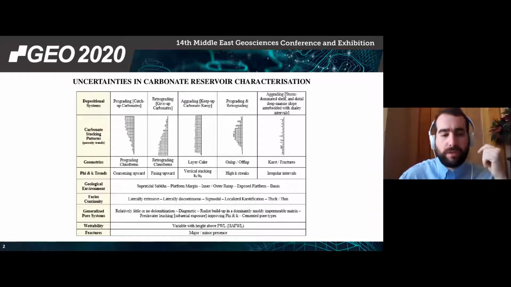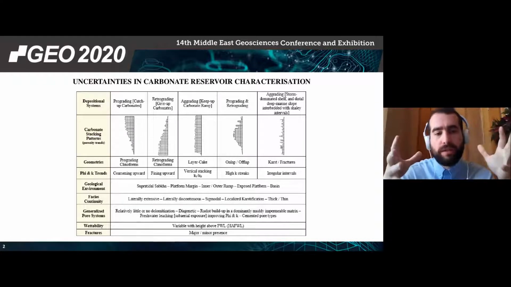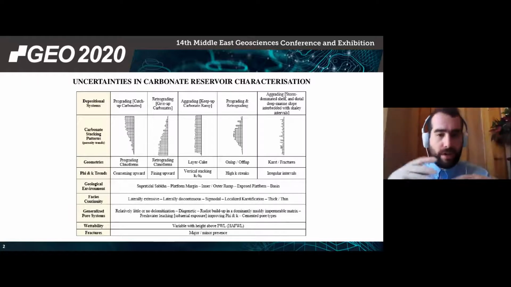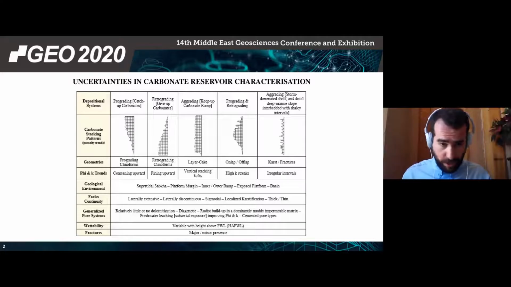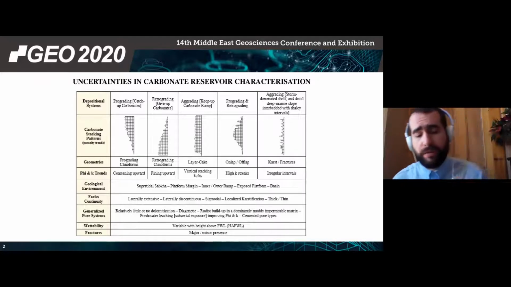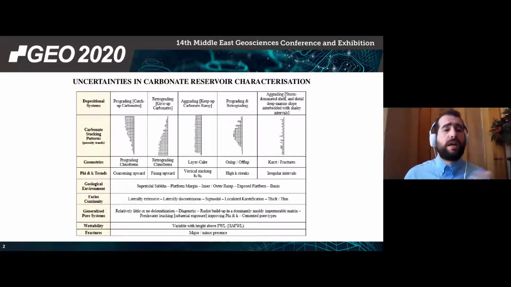Where does your carbonate fall in place? Is it the supratidal, subtidal, platform margin, inner or outer ramp? How are the facies continuous? Are they laterally extensive, laterally discontinuous, sigmoidal? Do you have vuggy, karstified features? And then the generalized pore systems, carbonates are much more heterogeneous. You have multiple pore size distributions, intercrystalline, interparticle, you have diagenetic effects, cementation, leaching, dolomitization.